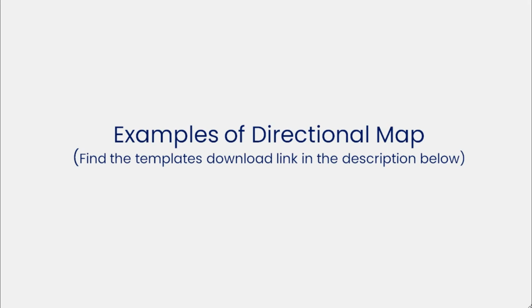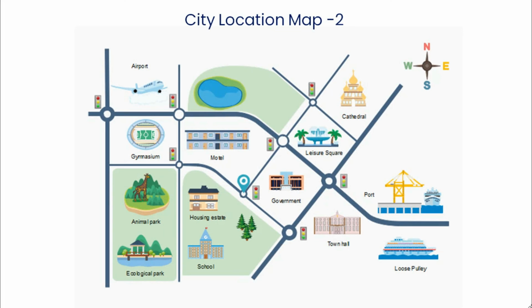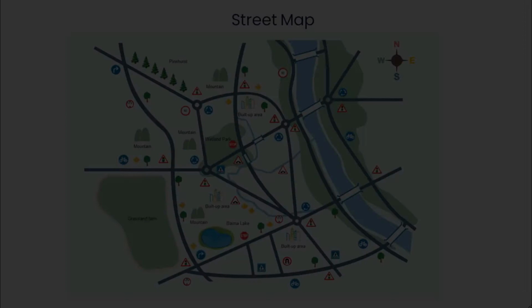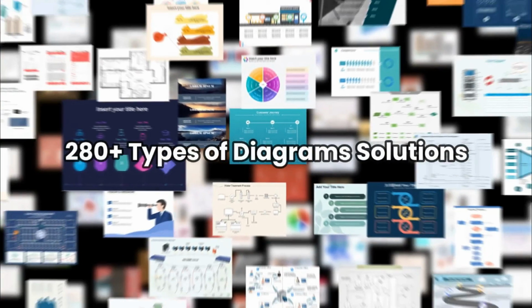Now let's see examples of directional maps. Here's a city location map. And a street map. Similarly, EdrawMax has plenty of diagram examples for you to use as a resource.